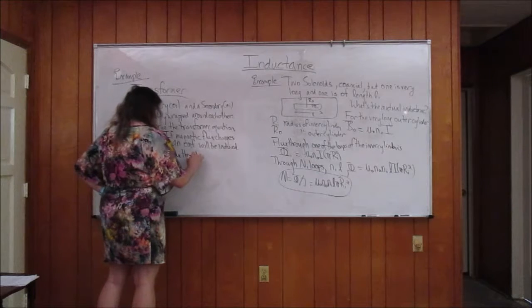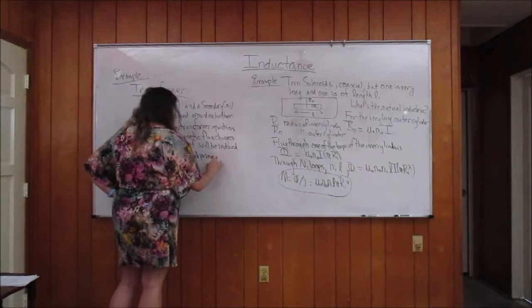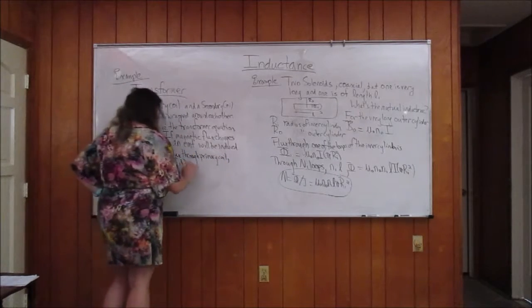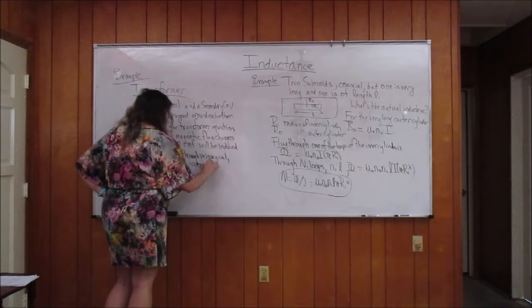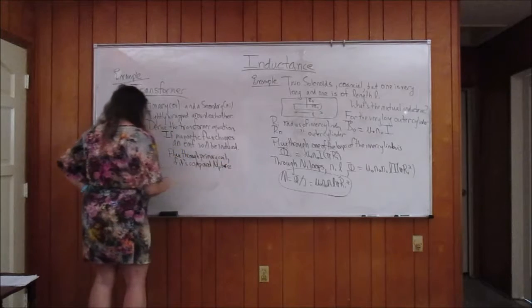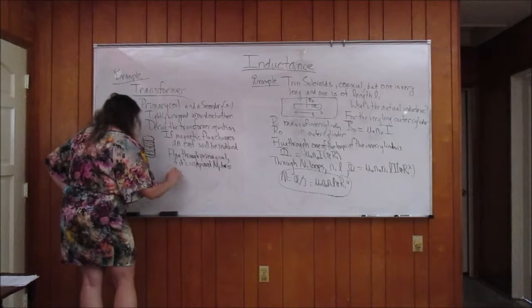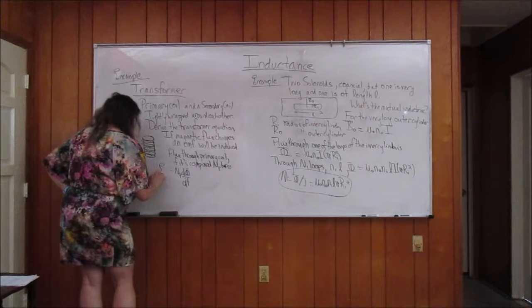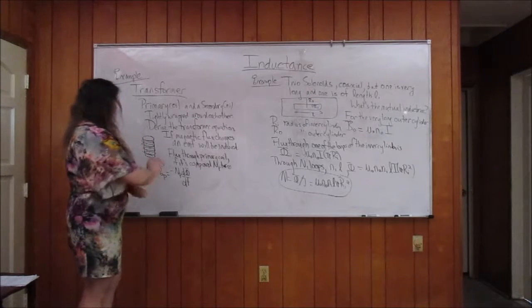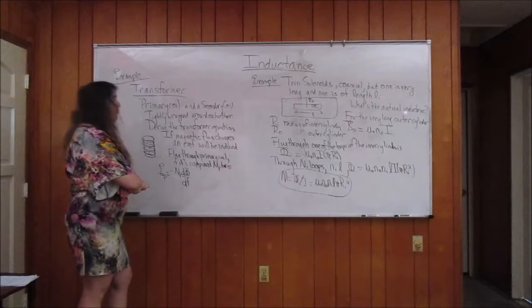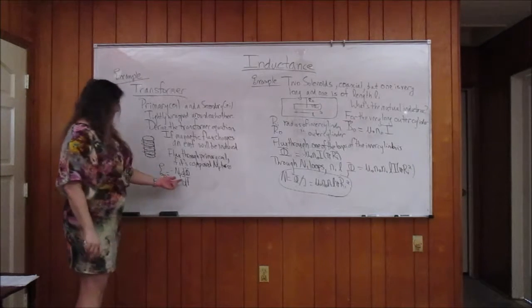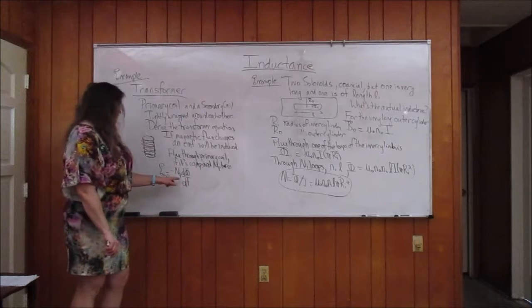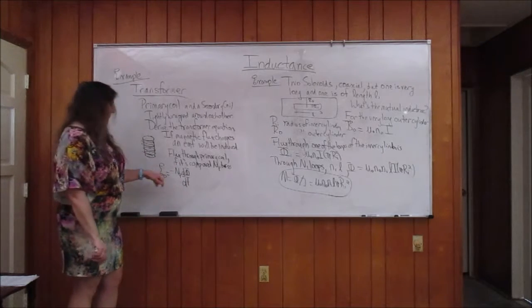Flux through the primary coil. If it's composed of N turns, or N sub P turns, there's a change in the flux, and that's going to be the case in all N turns of the primary coil. It's going to induce an EMF in the primary coil.